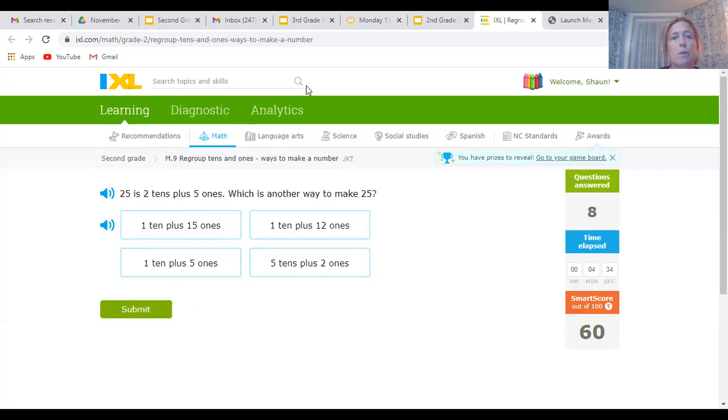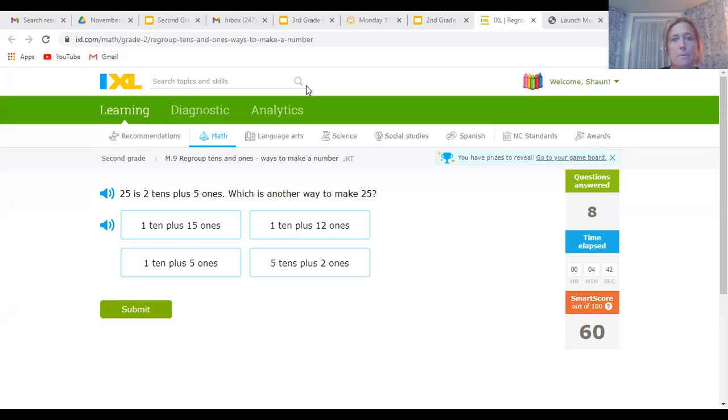We also need to, wait one second, let me grab my pen. Okay, so this is 25 is 2 sets of 10 plus 5 ones. Can we have 1 set of 10 plus 15 ones? Okay, so if we have 1 set of 10, that's 10, plus 15 ones, is that 25? Well, we know 10 plus 10 is 20, plus another 5 is 25.